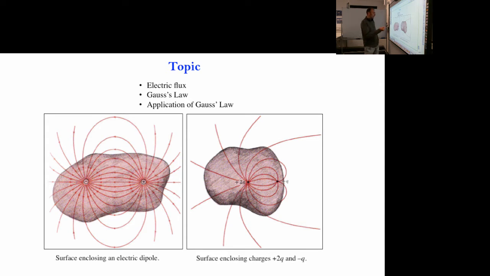On the other hand, on the right-hand side, we're going to have a net positive flux, because more field lines leave the surface than re-enter it at the negative charge. So what this tells us is that the flux is related to the total charge enclosed by some surface. This is a qualitative form of Gauss's law.